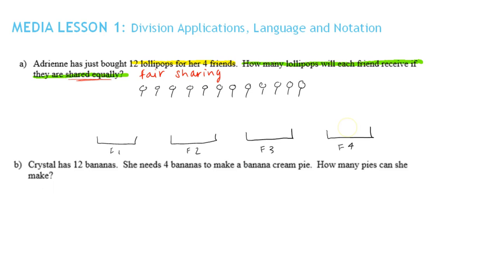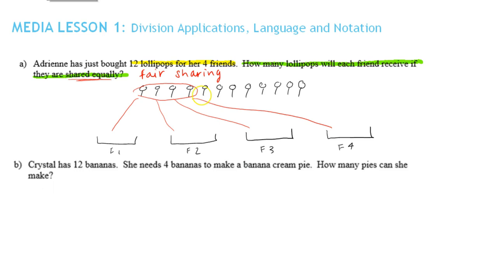What we're trying to find is how many lollipops each friend gets. Okay, so we can think about dealing these out kind of like a deck of cards. You'd start with the first one, and you're going to keep dealing them out, 1 to each friend, until you run out of lollipops. So this will go to friend 1, friend 2, friend 3, friend 4. So we've dealt out 4 lollipops. That's 1 lollipop per friend.